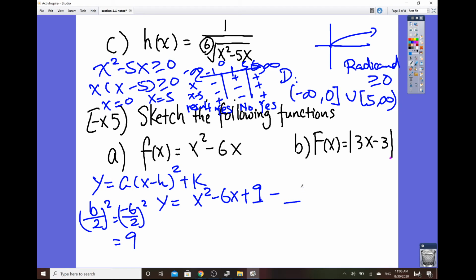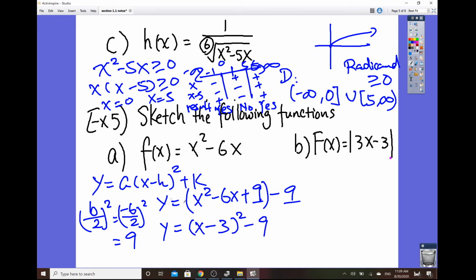And then at the same time, we need to subtract 9. Again, we need to balance out the equation. So y equals, now for this trinomial, we can factor it. Again, the purpose of doing the factoring, the purpose of completing the square, means we want to factor it. So we want to come up with the perfect square form. So eventually this one is written as x minus 3 quantity squared, and then minus 9.